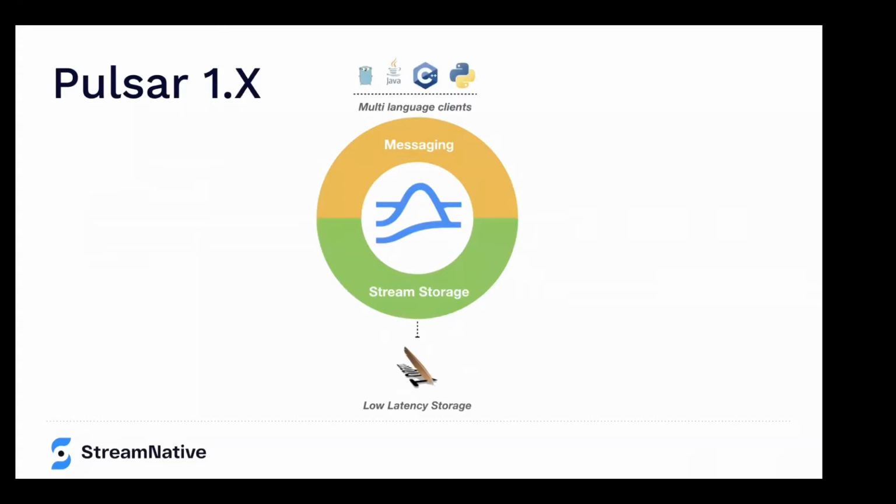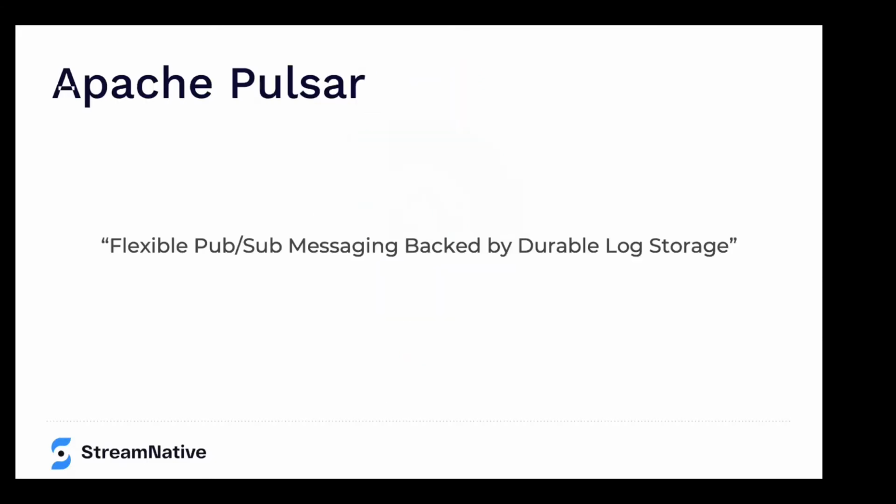Before we dive into the details, let's have a quick review of Pulsar history. When Pulsar was first created, which we call Pulsar 1.x, it was purely a messaging system with stream storage support. This graph shows multiple language client support like Go, Java, C++, and Python, and underneath it used BookKeeper as low latency storage for the messaging needs. A one sentence summary would be: Pulsar is a flexible PubSub messaging system backed by durable log storage.